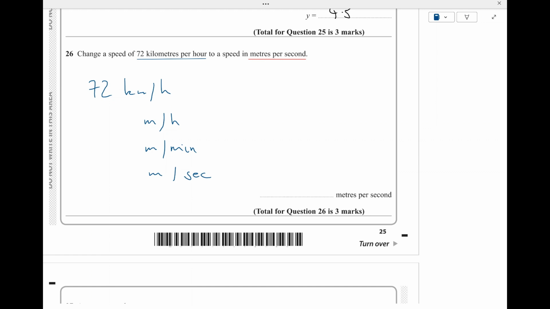So if it's 72 kilometers an hour, well, 72 kilometers is 72,000 meters. So that's how many meters you go in an hour. Now, if you go 72,000 meters in an hour, I'm going to divide that by 60 to find out how many meters I go in a minute, because there are 60 minutes in an hour, so I'll go a 60th of the distance. And then I'm going to divide by 60 again, and I see that 72 kilometers per hour is the same as going 20 meters every second.